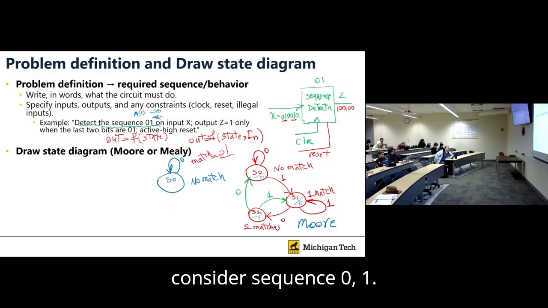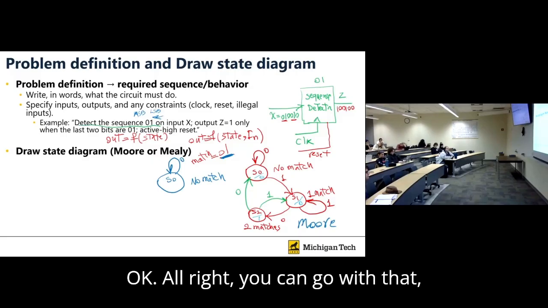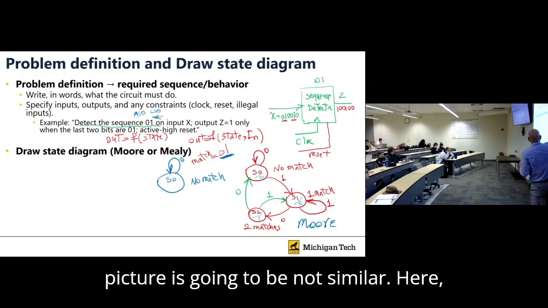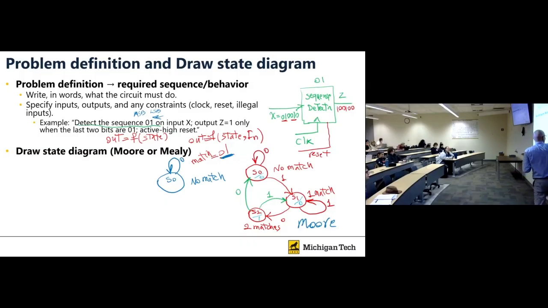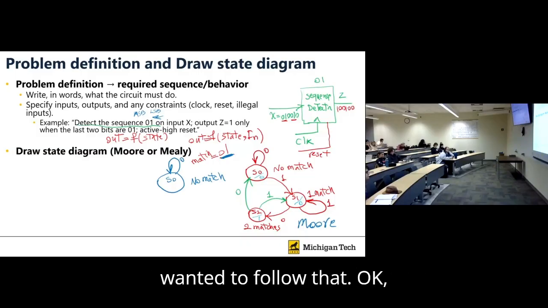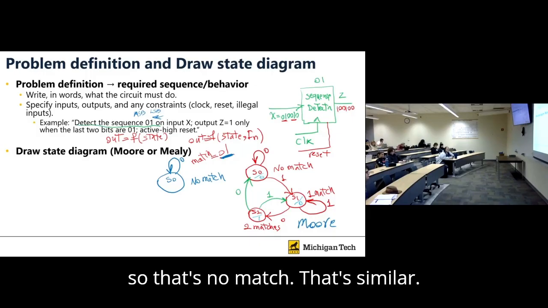Again, consider sequence 0, 1. In your slides, I wrote 1, 0. So you need to correct it. However, you can go with that too, but it's going to be different. This picture is not going to be similar. Here is going to be 0 instead of 1. But because I had these pictures, I wanted to follow that. Okay, so that's no match.